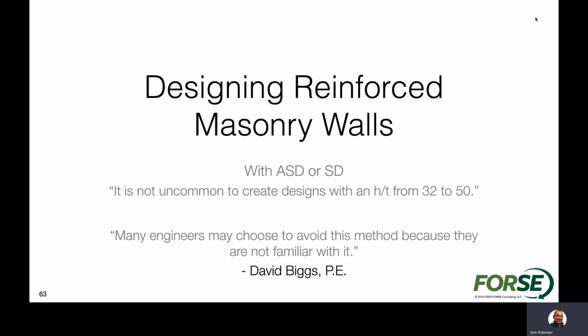When we look at designing masonry walls, again, designing with ASD or strength design, it's really not uncommon to have designs that have an H/T of 32 to 50. This is a quote from David Biggs. In that quote, he also suggests that many engineers choose to avoid this method of design because they are not familiar with it. So it really gets back to some of the older provisions for designing masonry walls, which current codes have replaced.